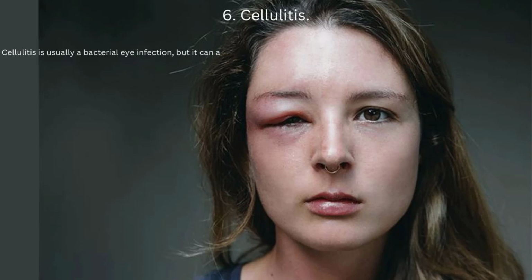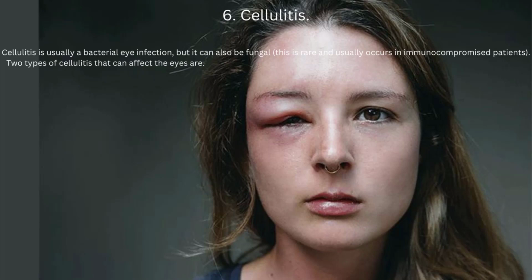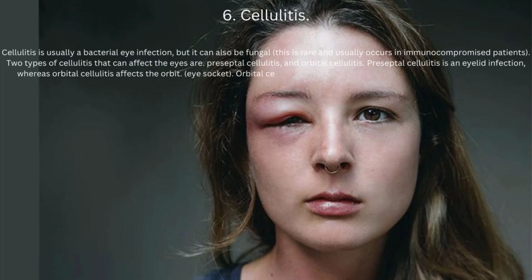Number 6. Cellulitis. Cellulitis is usually a bacterial eye infection, but it can also be fungal. This is rare and usually occurs in immunocompromised patients. Two types of cellulitis that can affect the eyes are preseptal cellulitis and orbital cellulitis. Preseptal cellulitis is an eyelid infection, whereas orbital cellulitis affects the orbit, the eye socket. Orbital cellulitis is a serious condition that requires immediate medical attention.